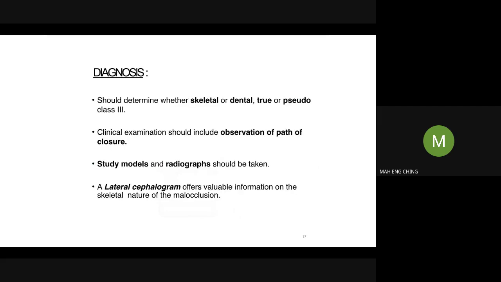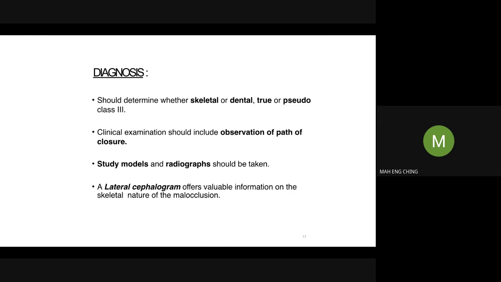So how do we diagnose? We should determine whether it is skeletal or dental, whether they are true skeletal Class 3 or pseudo Class 3. Pseudo Class 3, like I said before, they have initial contact mainly on the incisor, and the jaw will slide forward. They are considered pseudo Class 3. So clinical examination should include the observation of path of closure. When you see the patient has an anterior or posterior crossbite, the first thing you should check is whether the patient has a premature contact or the initial contact on any other teeth. Then do they have any path of closure deviations? It means the jaw will deviate to the left, right, front, sometimes backward as well.